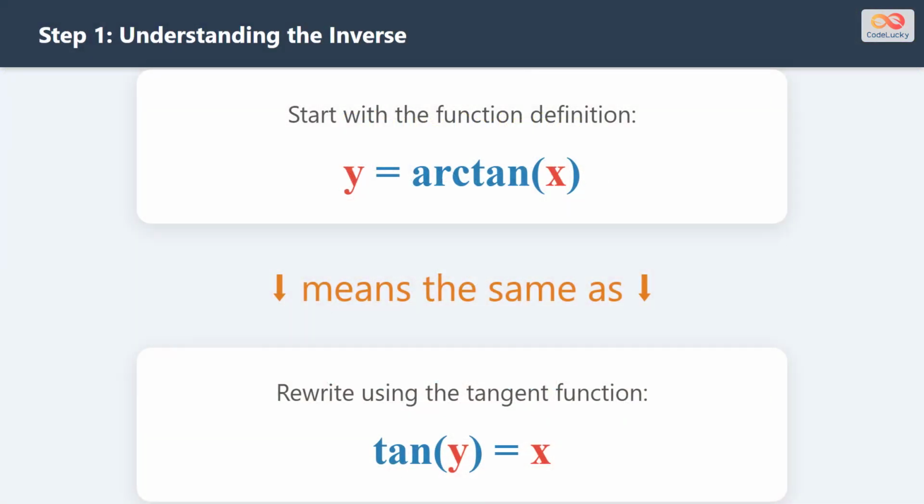We start by defining our function y equals arctan of x. By the definition of inverse functions, this relationship implies that the tangent of y is equal to x. This rearrangement is crucial because we know how to differentiate the tangent function.